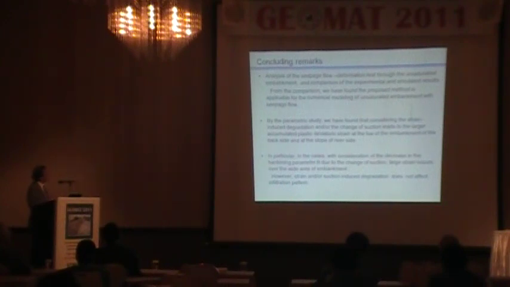So we went to the parametric studies, and we have found that the strain-induced degradation and the change of suction lead to the large accumulated plastic strain at the top of the embankment, as well as the degradation of the slope of the levees. In particular, in the case with the consideration of the decreasing hardening parameter B, that controls all of the most, it leads to the largest strain.